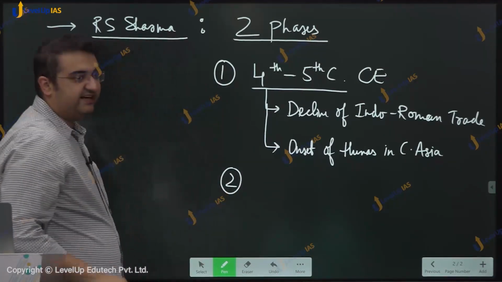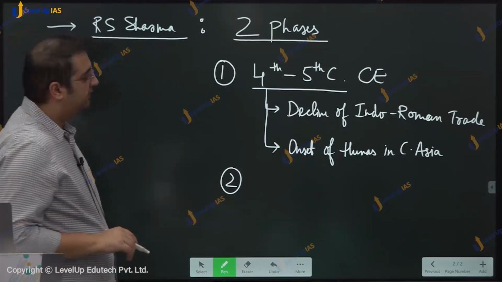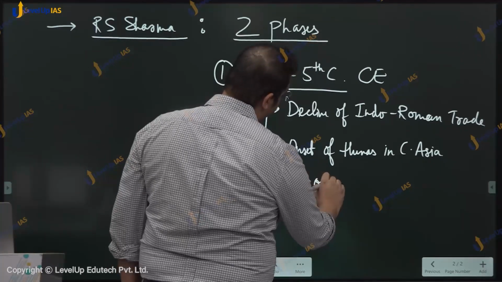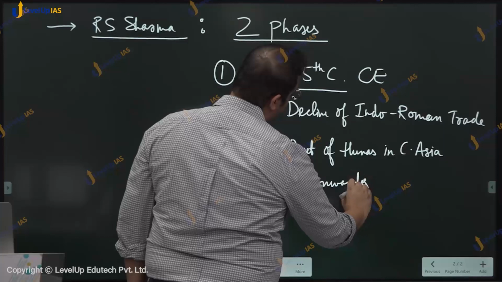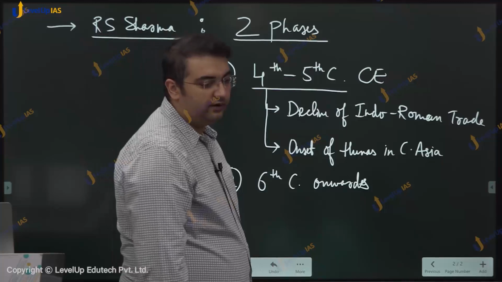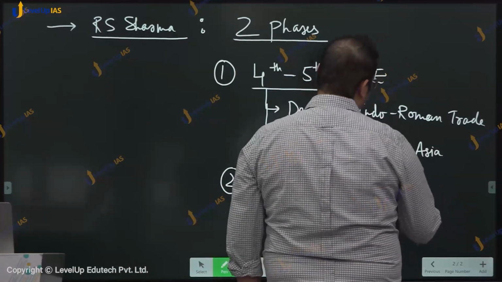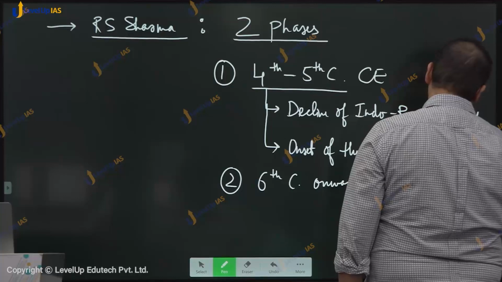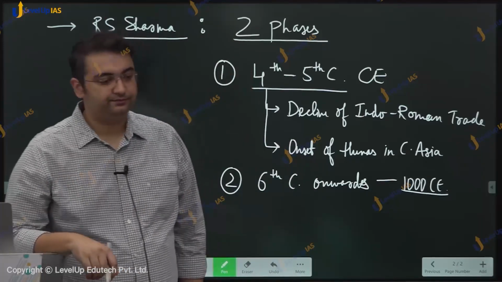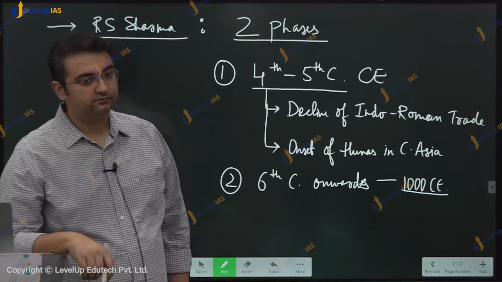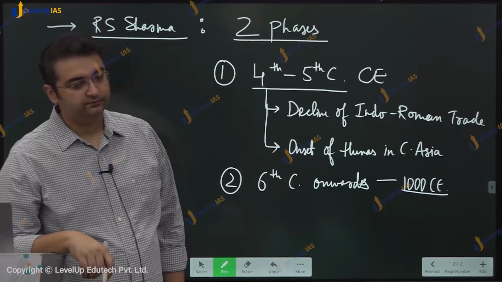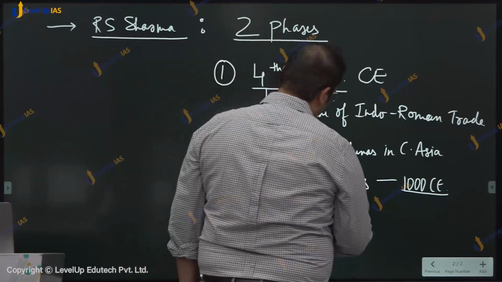Next, the second phase of urban decay set in from the 6th century onwards till urbanization finally began reviving from the beginning of the 11th century onwards. Stop.